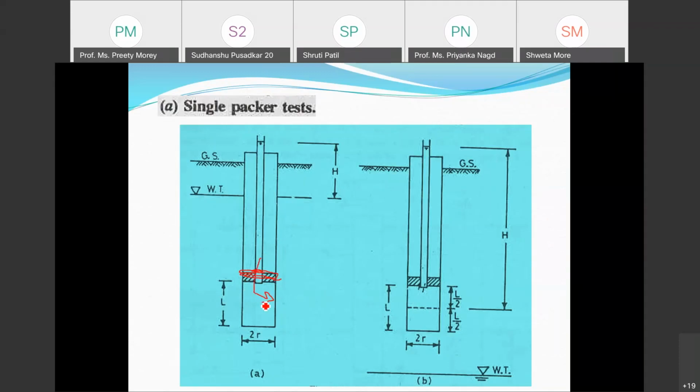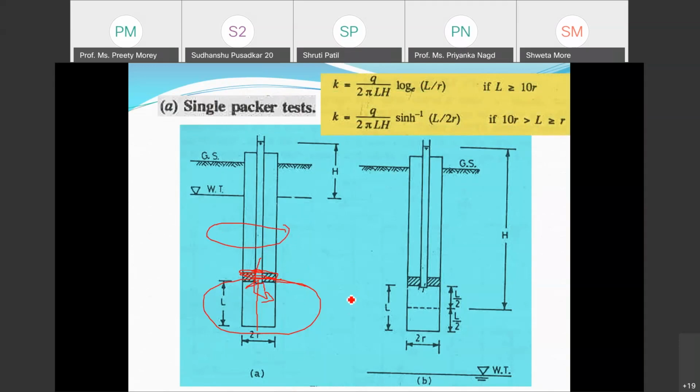The water will pump through here. So this particular area will be tested for permeability. That means from the extreme end up to the packer, I can only test. I cannot test again here. So that will be done through the double packer system. Again, there are equations which you can go through. So water is flowing through.